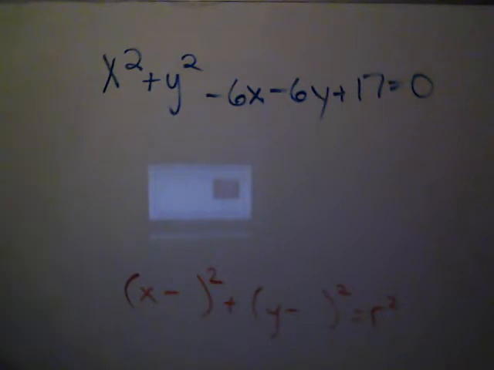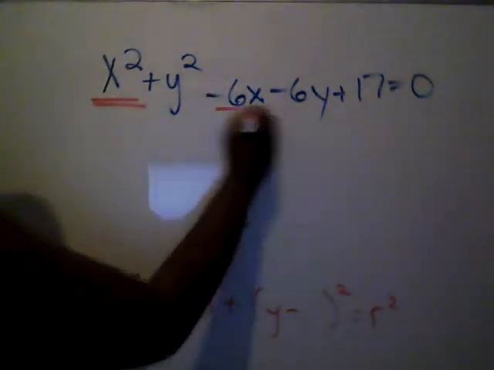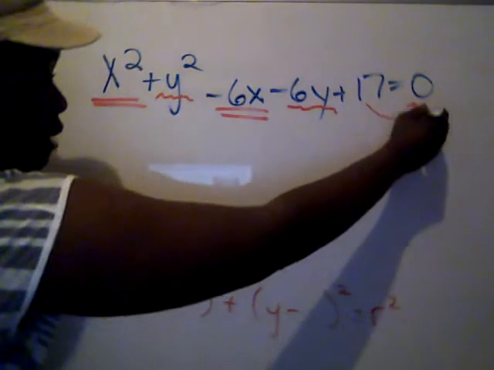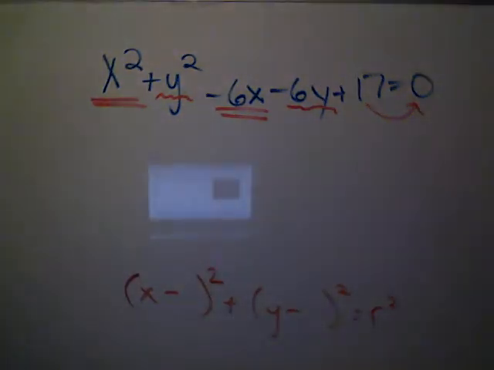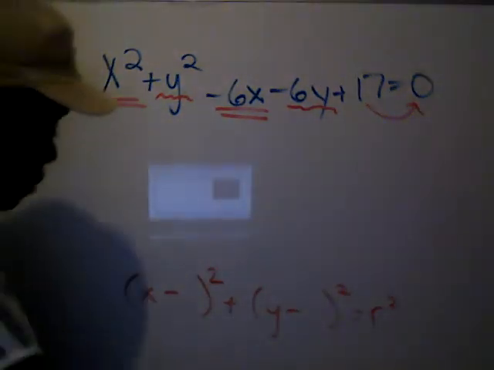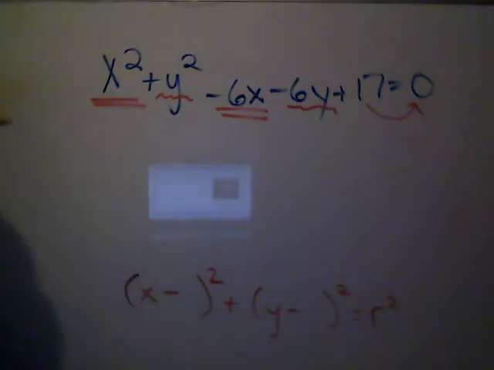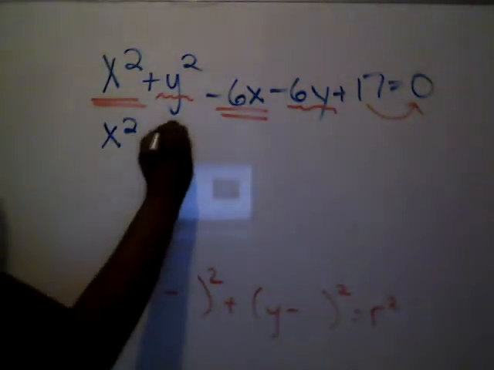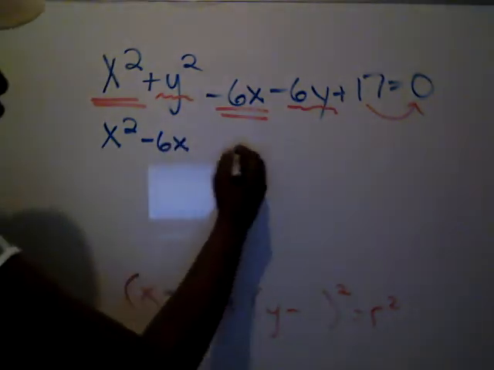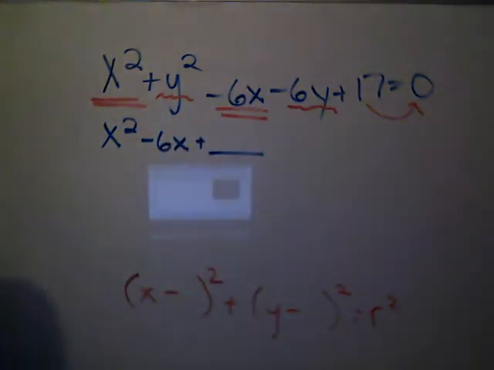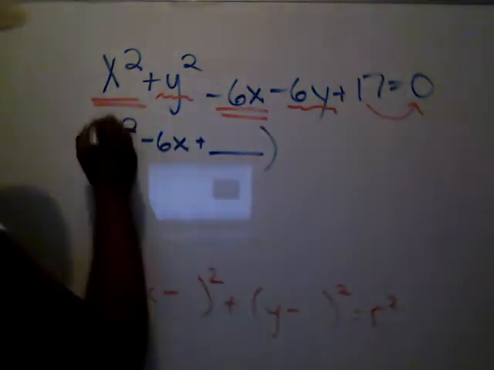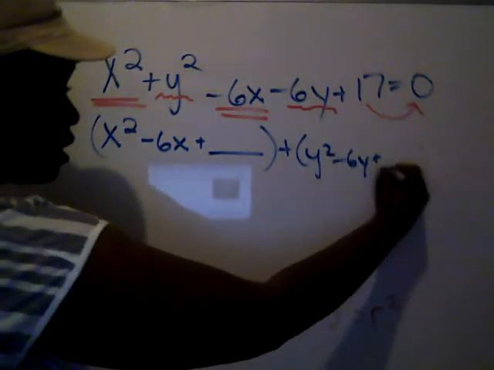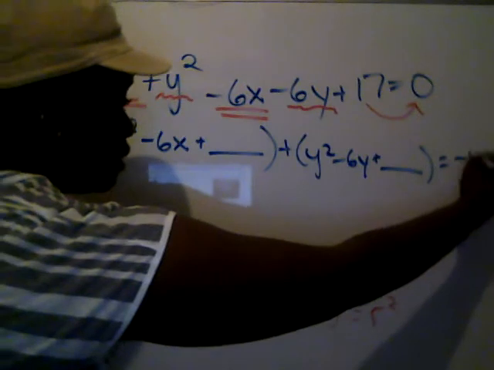First step would be to group your x's together. So I'm just going to group these x's together and then group the y's together. And this guy has to get moved over to the other side. So I'm just going to rewrite this to be x squared minus 6x plus something. We'll have to figure out what that something is in a second. Plus y squared minus 6y plus something equals negative 17.